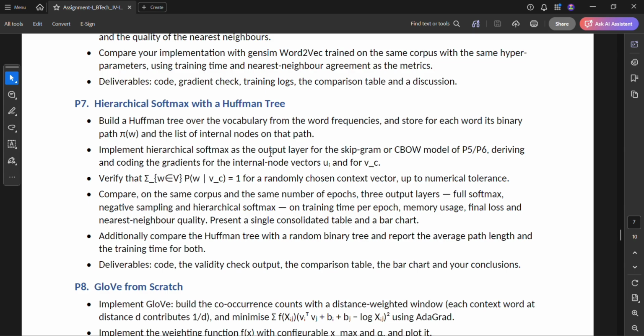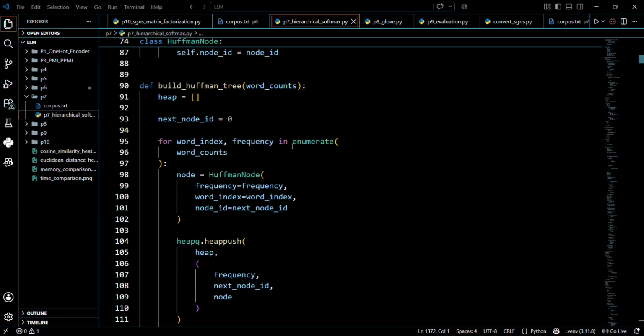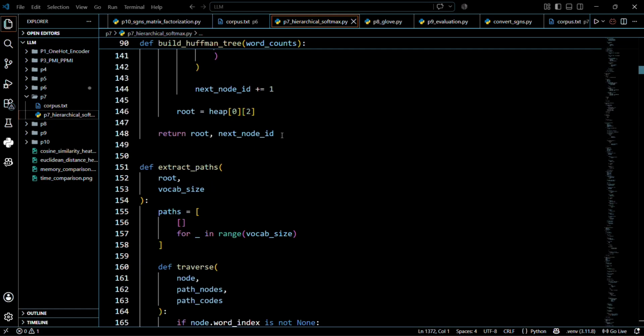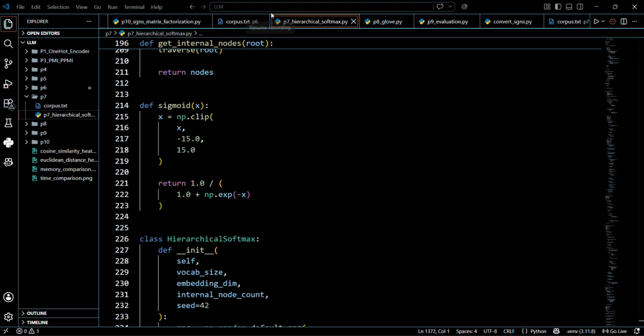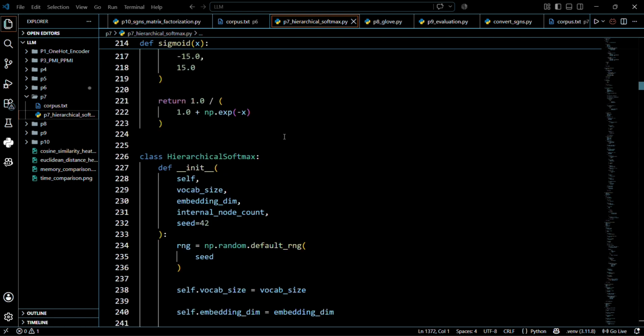This is Assignment 1, programming problem P7: hierarchical softmax with a Huffman tree. First, I built a Huffman tree using the word frequencies from the vocabulary. Each word becomes a leaf, and the less frequent words are placed deeper in the tree. For every word, I store its binary path from the root and the internal nodes along that path.